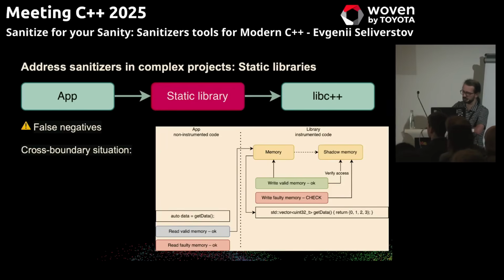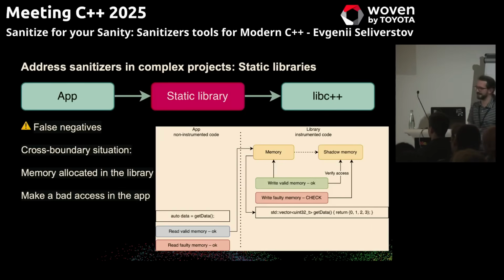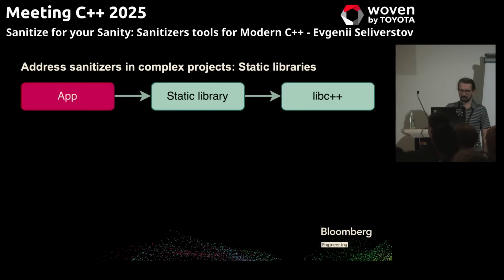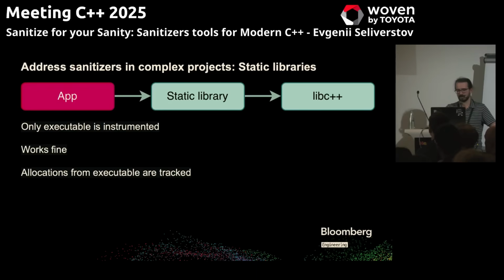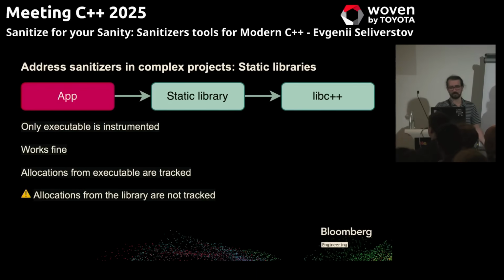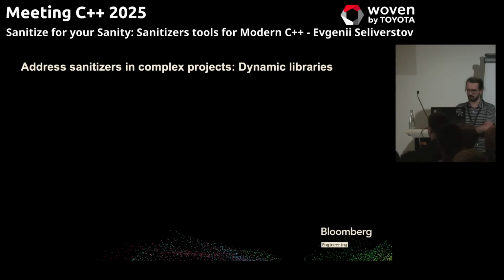So imagine the situation. We allocated some memory from the library side. It's instrumented code. And we have a bad access only in the main application. So this goes unchecked because we cannot check anything in the application. It does not have instrumentation. So you will miss some of the problems. It's not flagged. Then, if you go vice versa, we instrument only the application but not the library. Works fine. Again, allocations from the executable are tracked, from the library not tracked. At least we don't have any false positives.